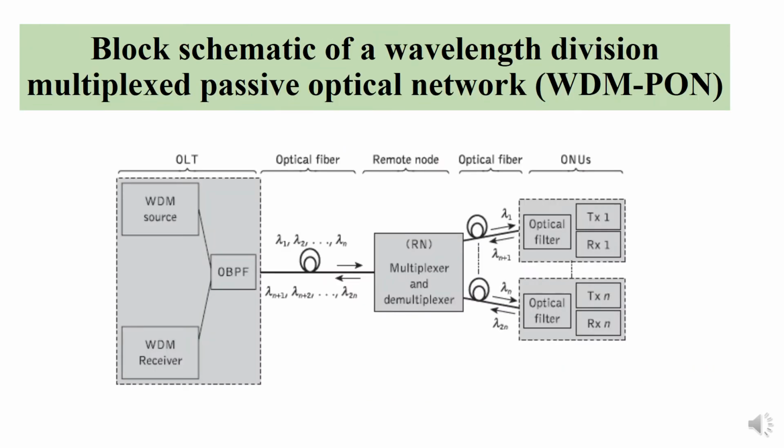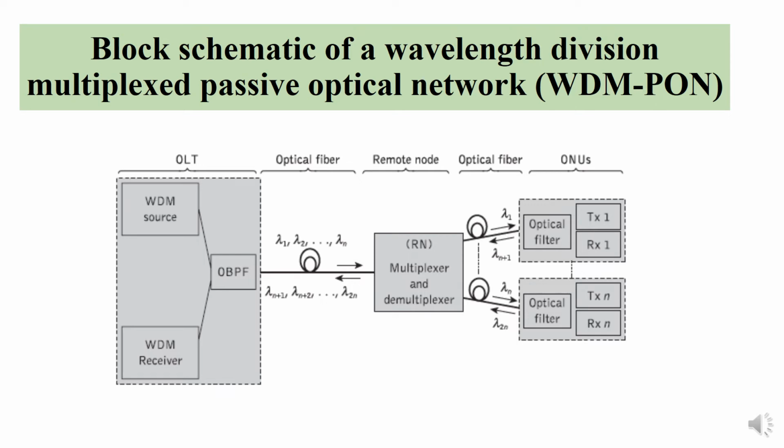So next we have to understand what is WDM PON. WDM is wavelength division multiplexed passive optical networks. This facilitates large bandwidth with moderate complexity, and the implementation is as shown in the figure.